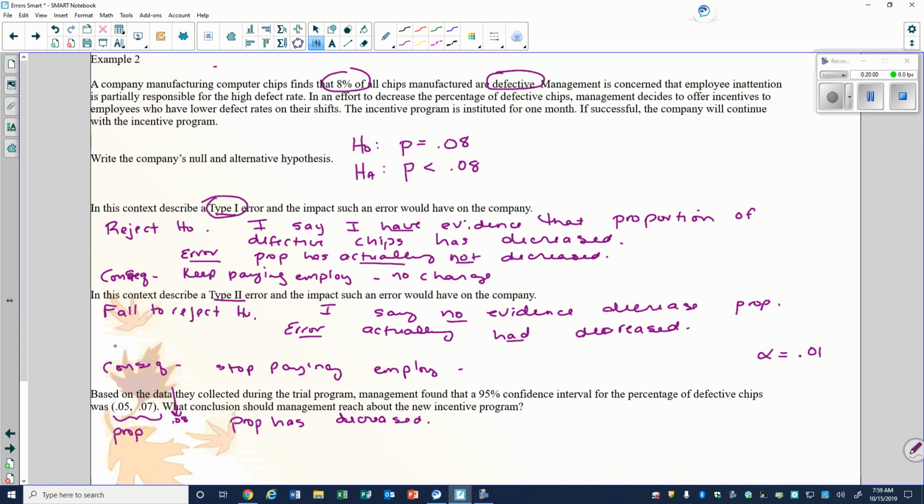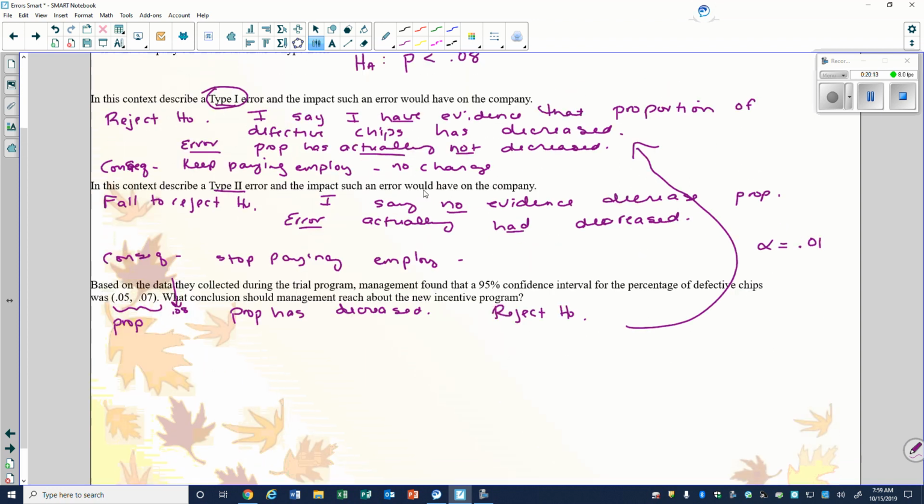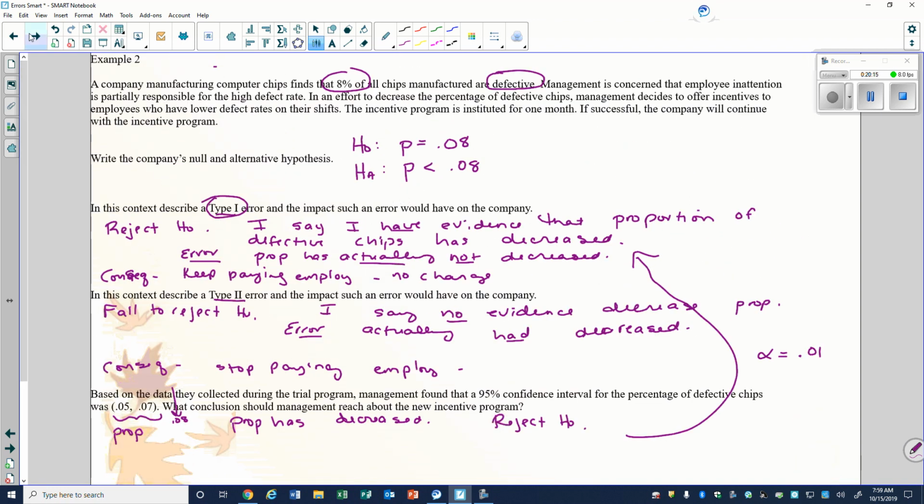And the conclusion that I would make to say that it has decreased is to reject the null hypothesis. I could see that just from the confidence interval without running a test. Okay, so think about those things when you're setting up the design of your test and what you actually want to report out.